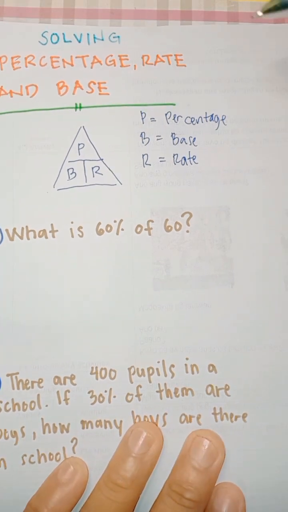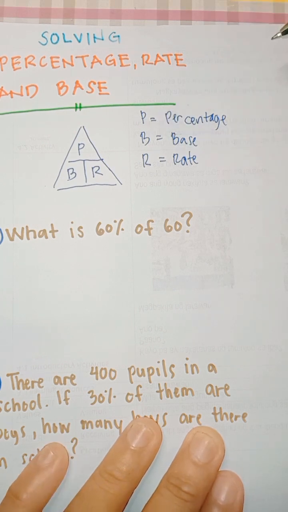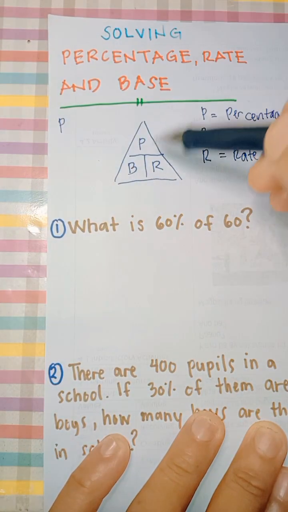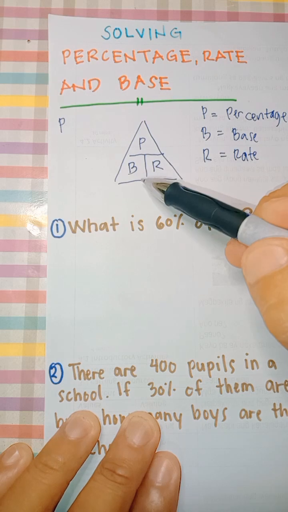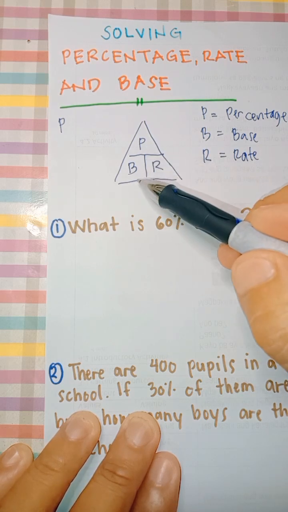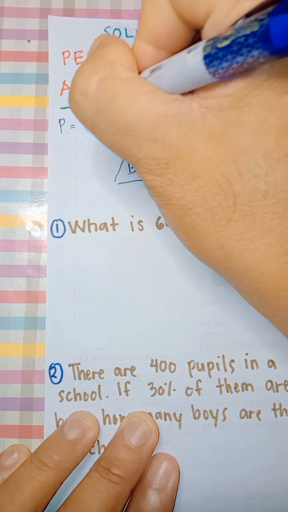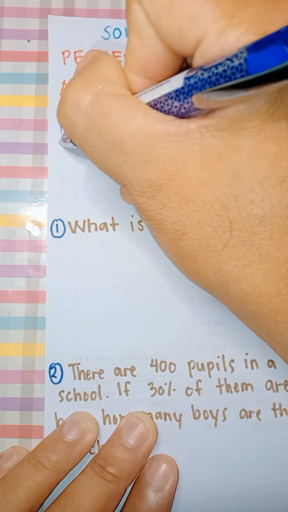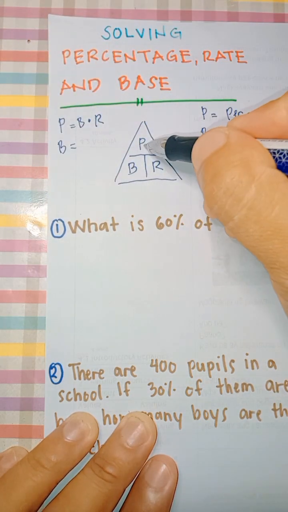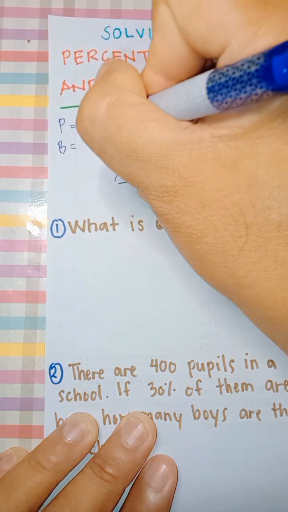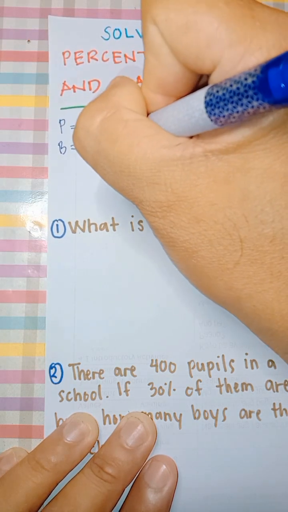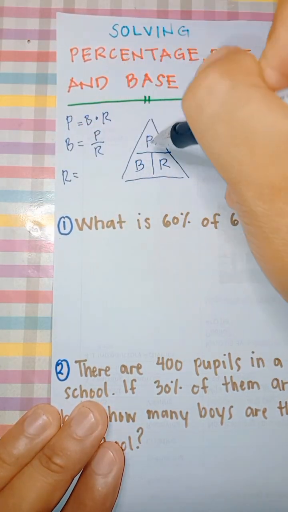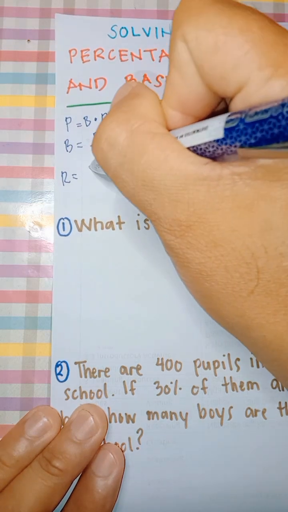Now, what is the formula of percentage or P? P is on the top, so let's multiply B and R. So, P is equal to B times R, or base times rate. The formula for base is P divided by R. And for R, or rate, the formula is P divided by base.